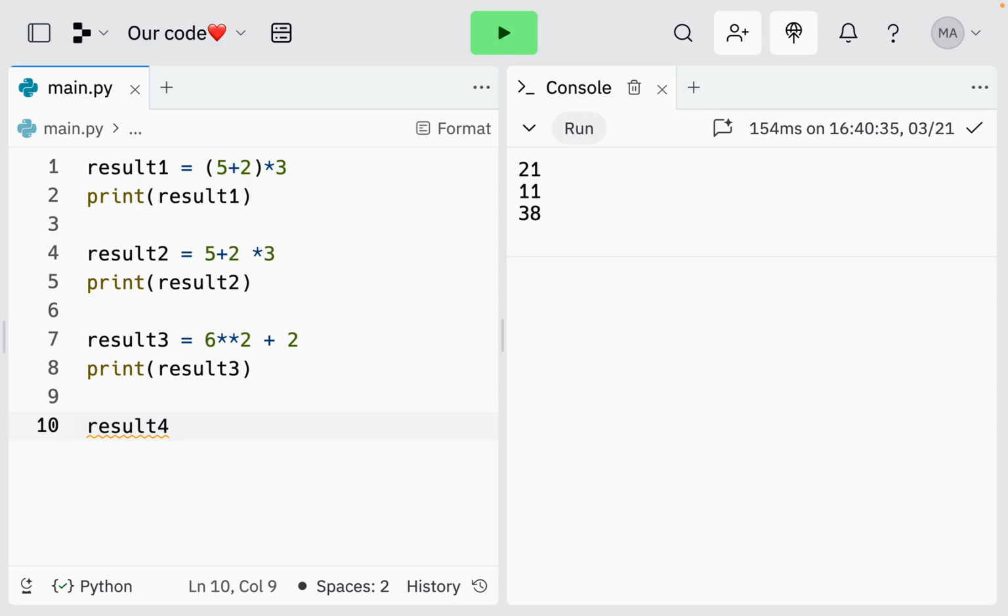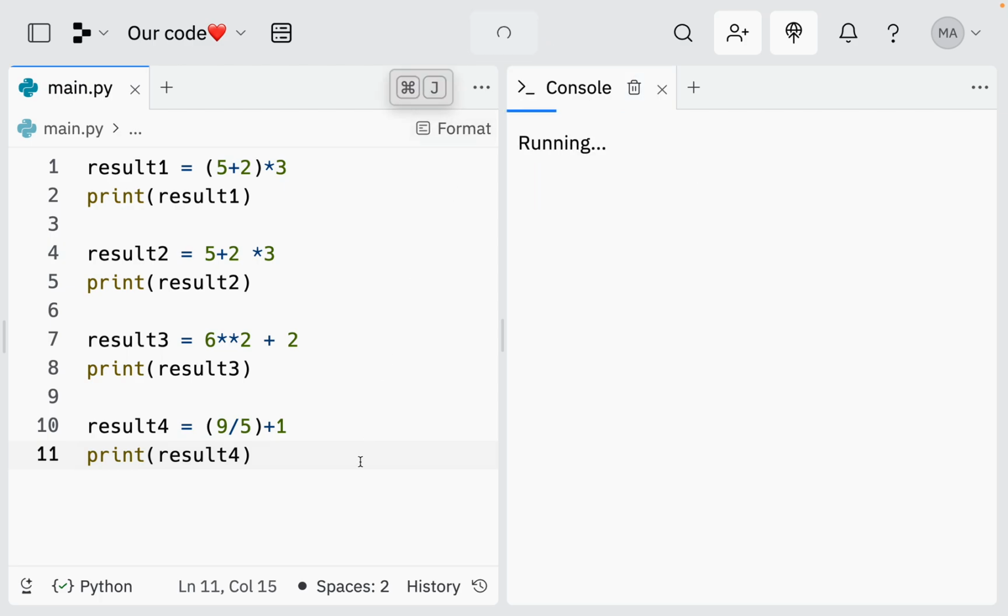Now this one's the last one, result 4. So we just have to put the little parentheses. Let's do 9 divided by 5, and outside I'm going to put plus 1. It's kind of random. Print result 4, and now let's run it.